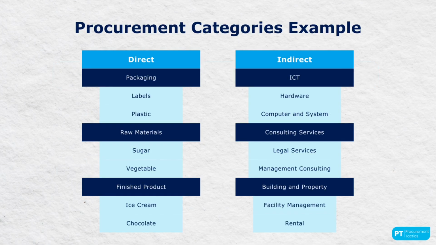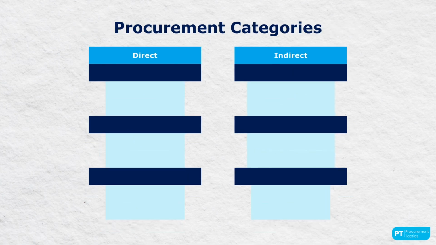Here's a visual example we have cooked up between direct and indirect categories. The dark blue boxes are for categories while the light blue areas are for subcategories. We of course wouldn't leave you without the means to do this yourself, so here's a blank template for you to use.